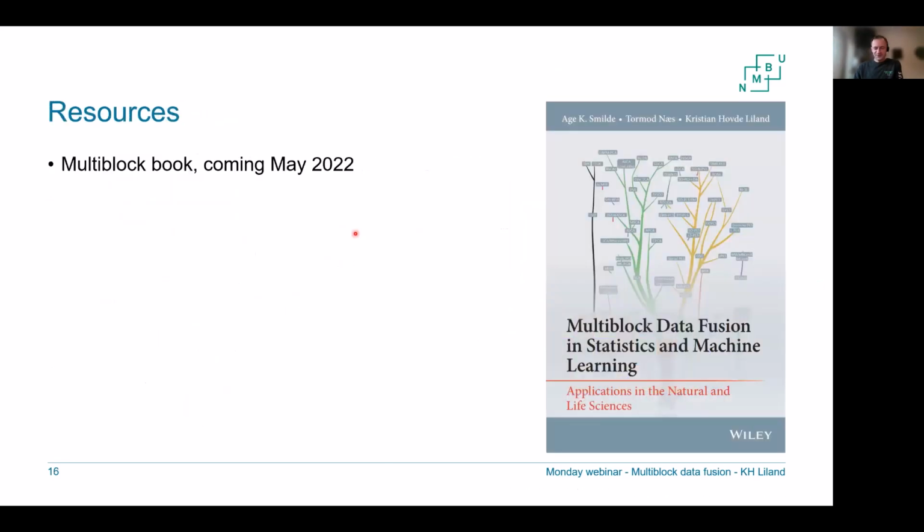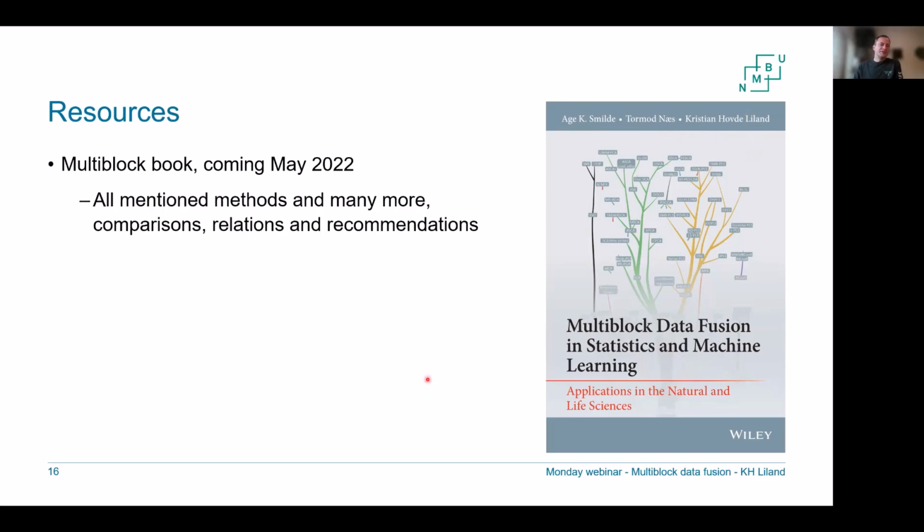Now, my main resource for this talk has been this multi-block book, which is coming in May 2022, so this year, if everything goes as planned. At the time of recording this, there's approximately one week before we get the proofs for it. And then things will move on quickly before it goes into print. You will already find a placeholder in bookstores on the internet. The book is Multiblock Data Fusion in Statistics and Machine Learning with applications in the natural and life sciences. Smilde is the main author, and then we have Næs and Kristian Hovde Liland, that is me.